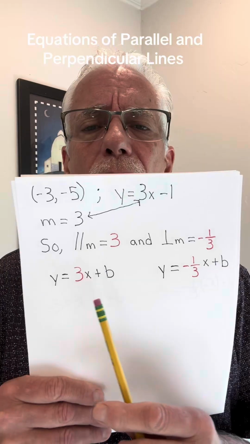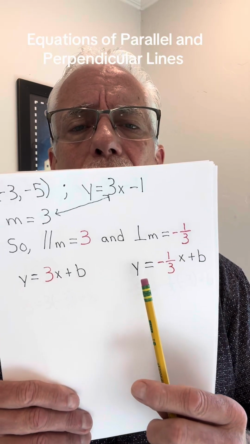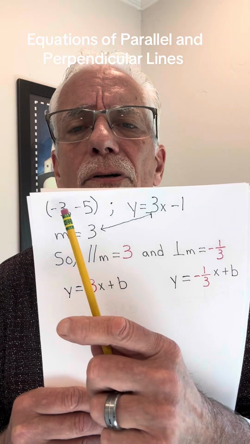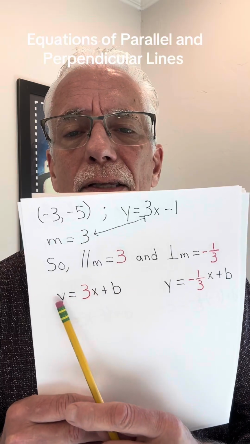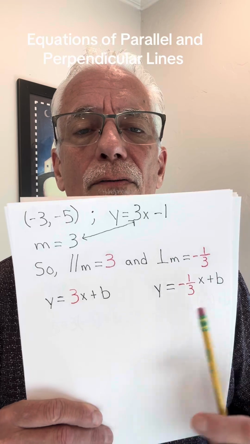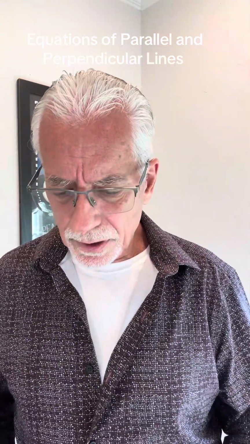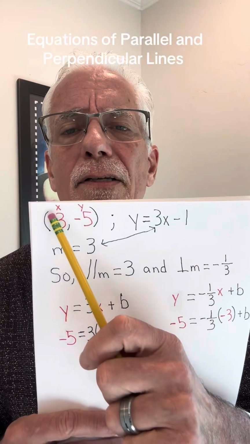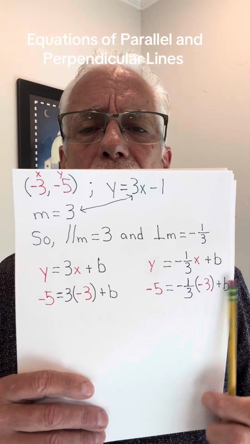And so we have the two equations. Here's the parallel equation, y equals 3x plus b. The perpendicular is y equals negative 1/3 x plus b. And then I'm going to substitute in, this is my x, this is my y, for this x and this y, and for this x and this y. And then we'll just solve for b on both of those. Okay, so I'm just substituting in -3, -5 for the x's in both of them and for the y's in both of them. So there they are right there, and we just got to get b.